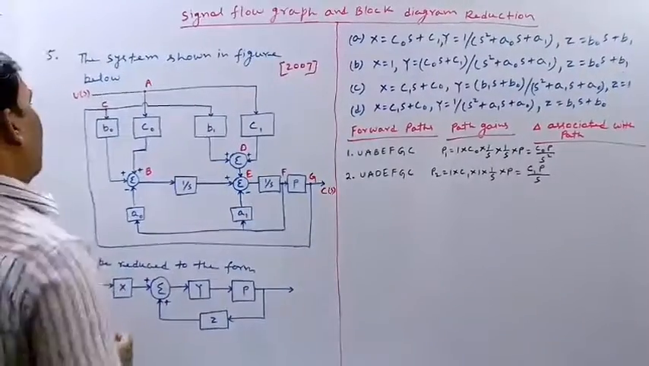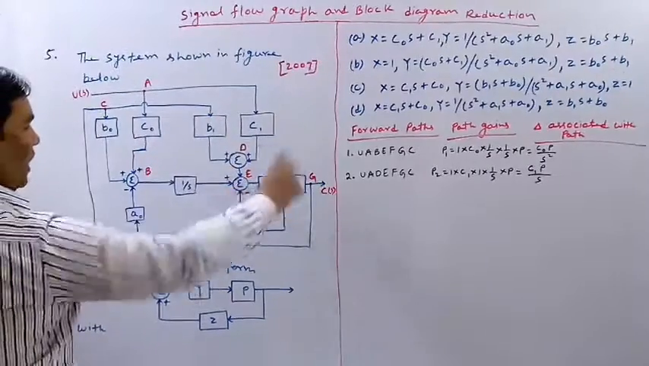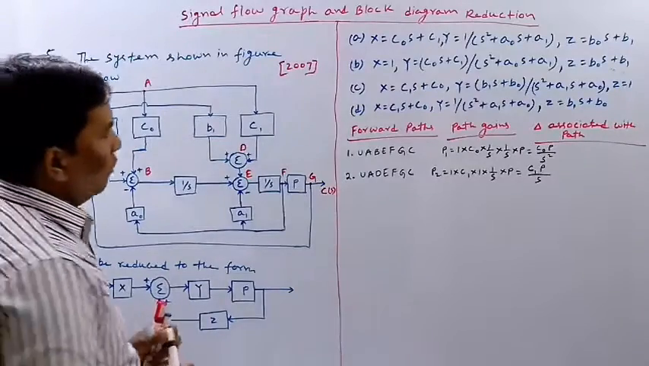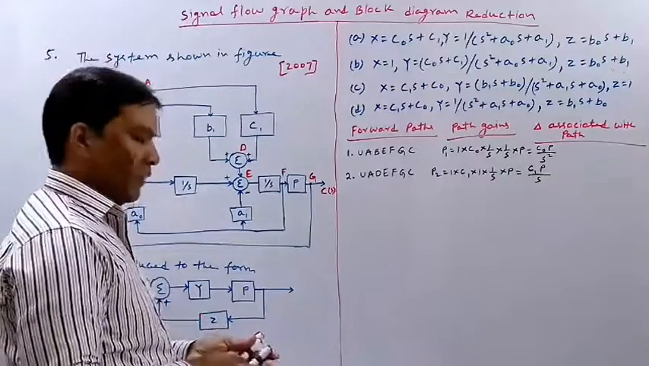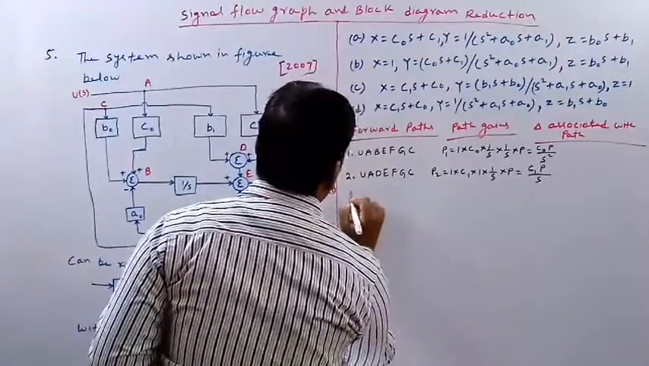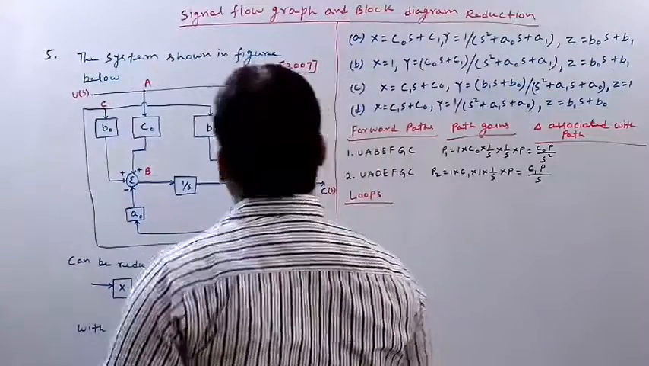Let us see whether any more paths exist or not. So as we can see there is no more forward path. So now let us see what are the loops. So loops, let us write here loops. So what are the loops?